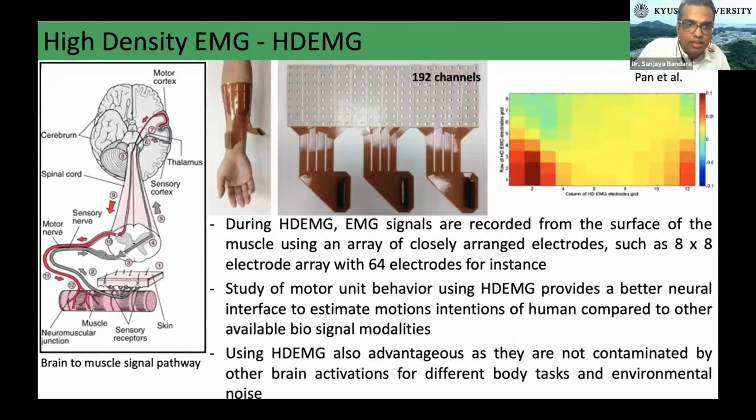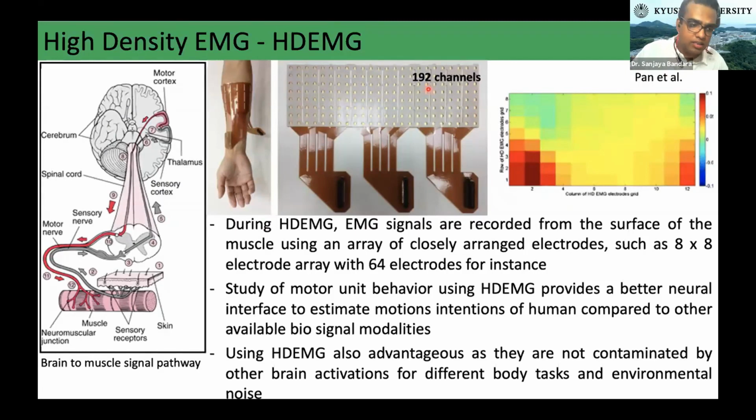And we have the high density EMG. This high density EMG is a measurement of EMG signal, but now, as I mentioned earlier, in EMG we only place one electrode in one muscle. But with HD EMG, as you can see here in this figure, we place the electrode array like here. Around here we have like 192 channels of electrodes measuring EMG from the top surface of the muscle.